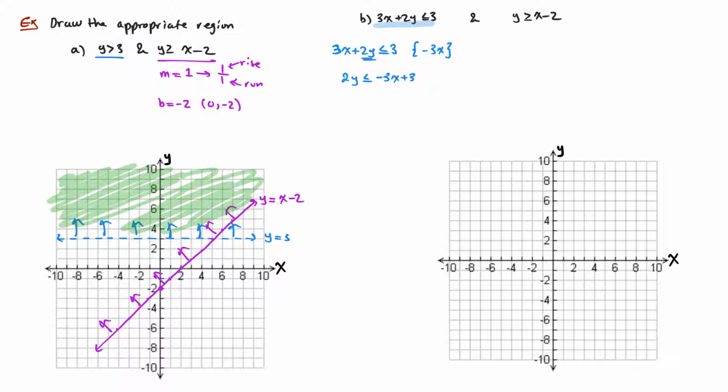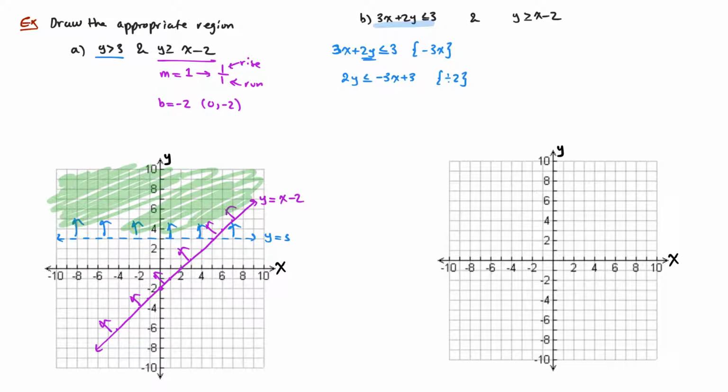And now I have 2y over here. I need to isolate for just y. I know that y is being multiplied by 2, so to remove the 2, I have to divide both sides by 2.